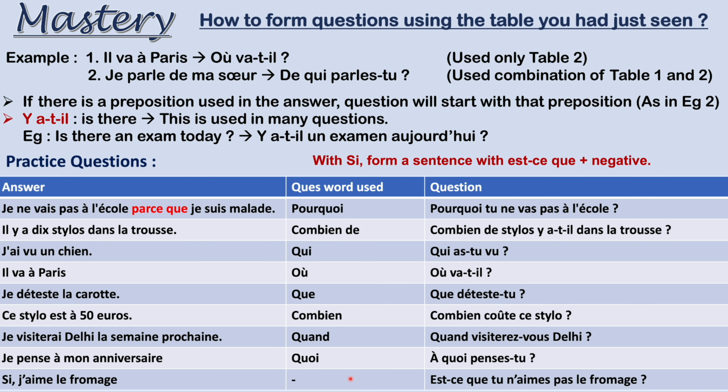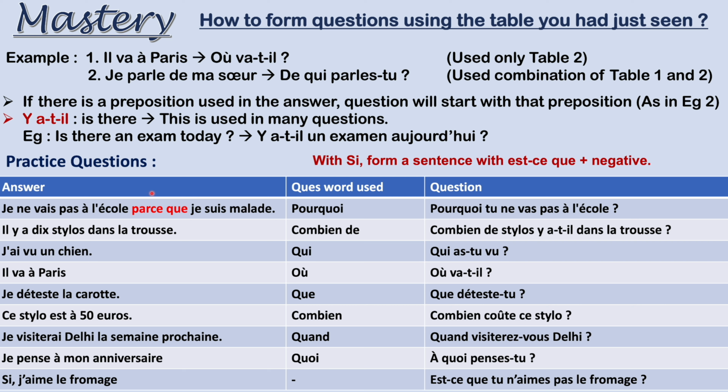So here are the questions formed. Now I'm going to tell you the meanings. Je ne vais pas à l'école parce que je suis malade means I did not go to the school because I was sick. Parce que is because. Wherever you see the words parce que, it is a keyword for you to note that you have to only and only use pourquoi. If you use anything other than pourquoi in the case of a parce que sentence, it will be wrong. Point to note here.